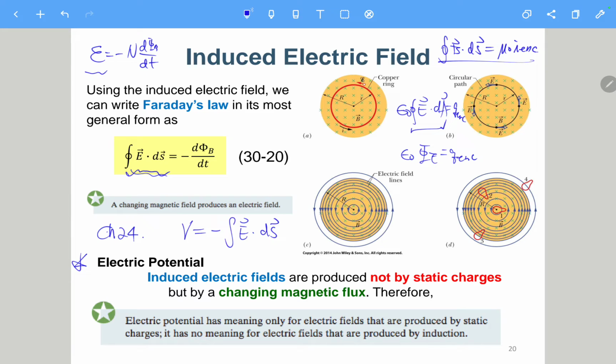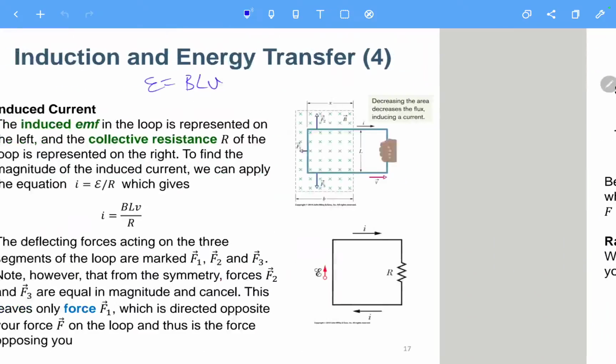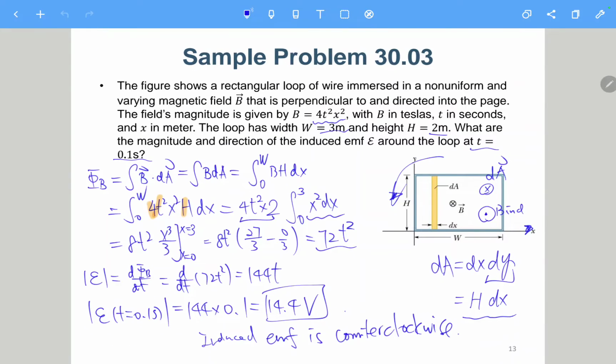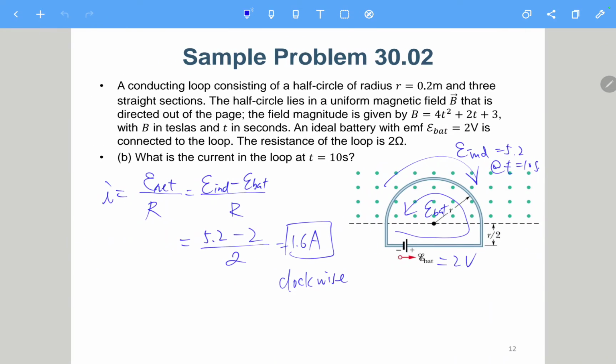So we have the concept about EMF, and just now we have the EMF for a loop. Yeah, we have an EMF for a loop. So you need to determine which side is higher. Actually, you can consider the battery to be an EMF, but not the other way around.